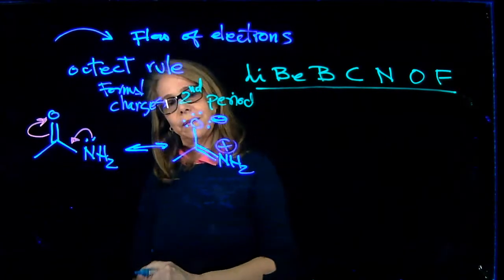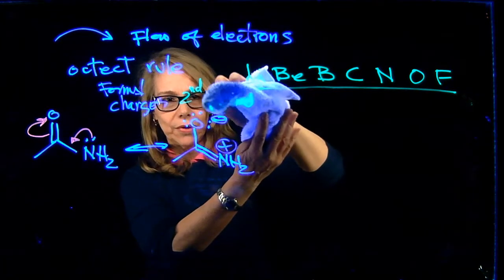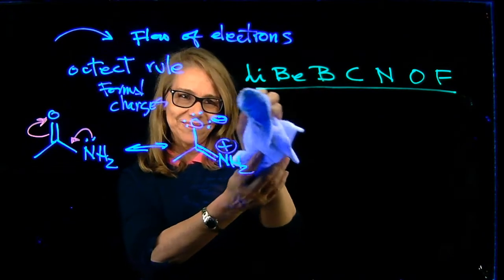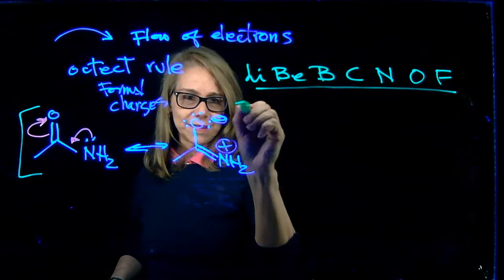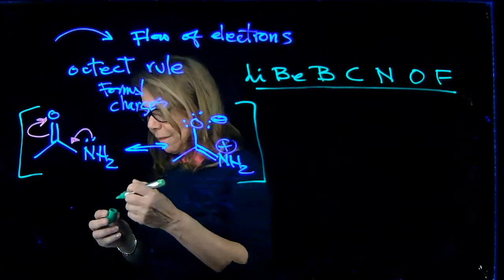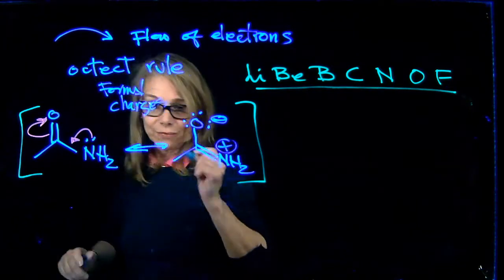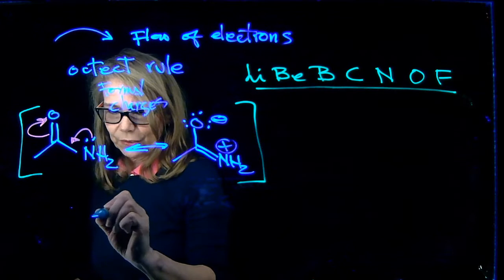So here is my resonance chart. I believe this looks a little crowded, so I'm going to erase that. All right, I like that better. So this is my resonance hybrid this time. Now I'm going to draw bad arrows so that you know what we cannot do, because we cannot break the octet rule. So here we go.